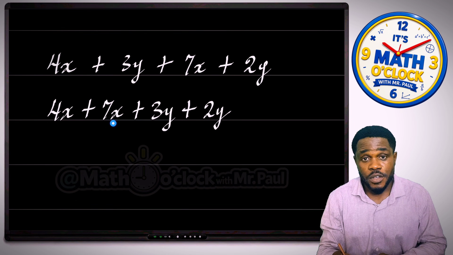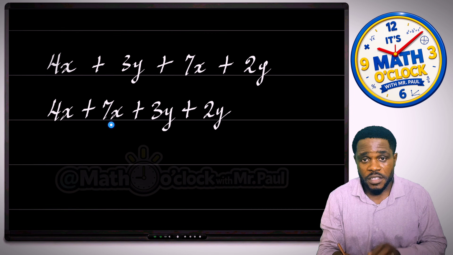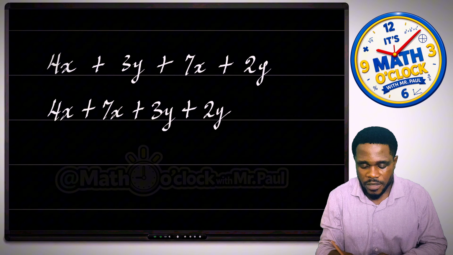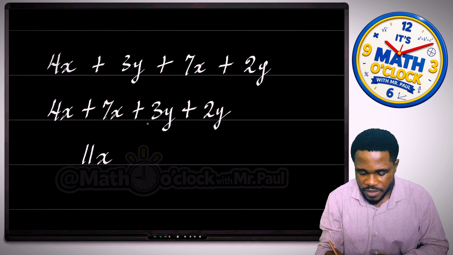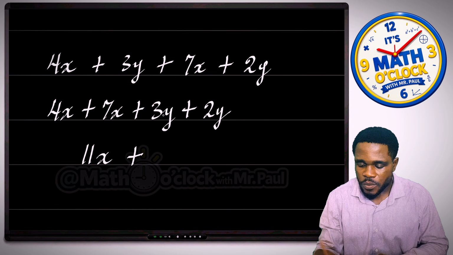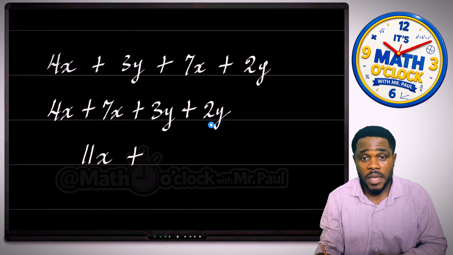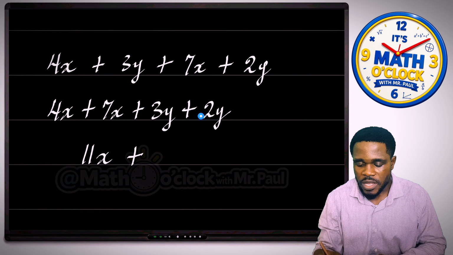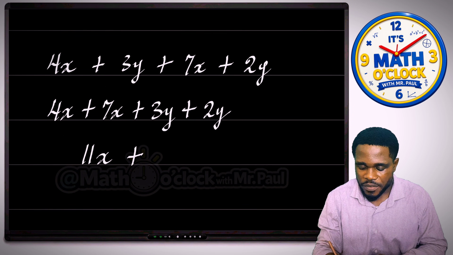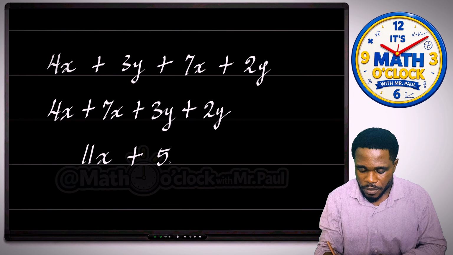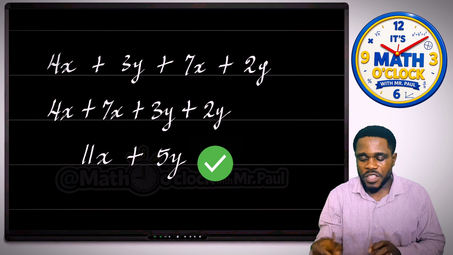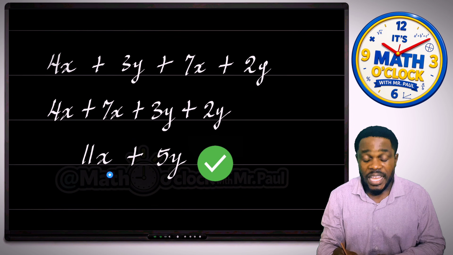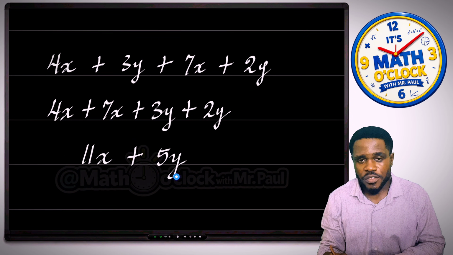4x plus 7x is going to give us what? Remember, you just pick the constants, right? Since they are like terms. So 4x plus 7x will give us 11x. Then plus, we also have 3y and 2y. Both of them are also like terms. So we just pick the constant, which is 3 plus 2. That's going to give us 5. And then we bring down the variable, which is y. Therefore, this whole thing here, my dear, is just equal to 11x plus 5y.